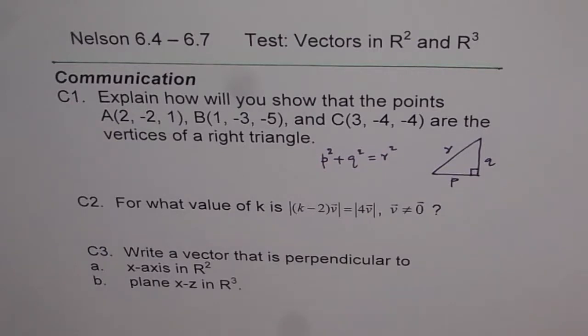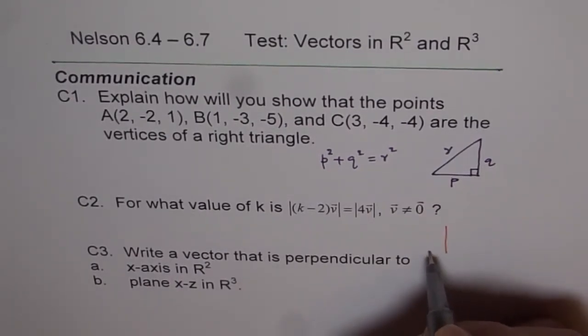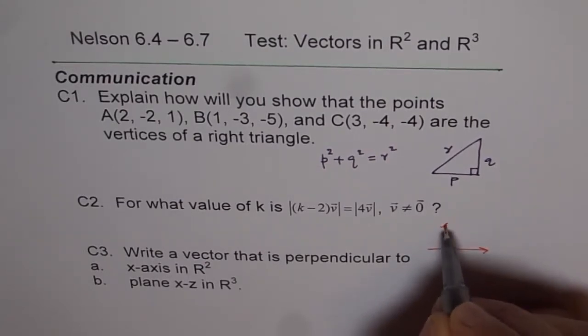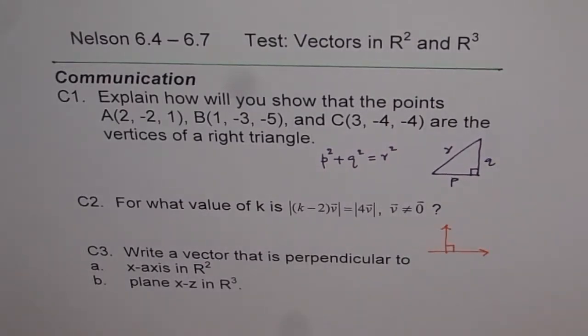C3. So visualize. It says write a vector that is perpendicular to the x-axis in R2, right? So you know that vector is what? If this is the x-axis, the perpendicular vector is along the y-axis, correct? So that is the vector which is perpendicular to the x-axis.